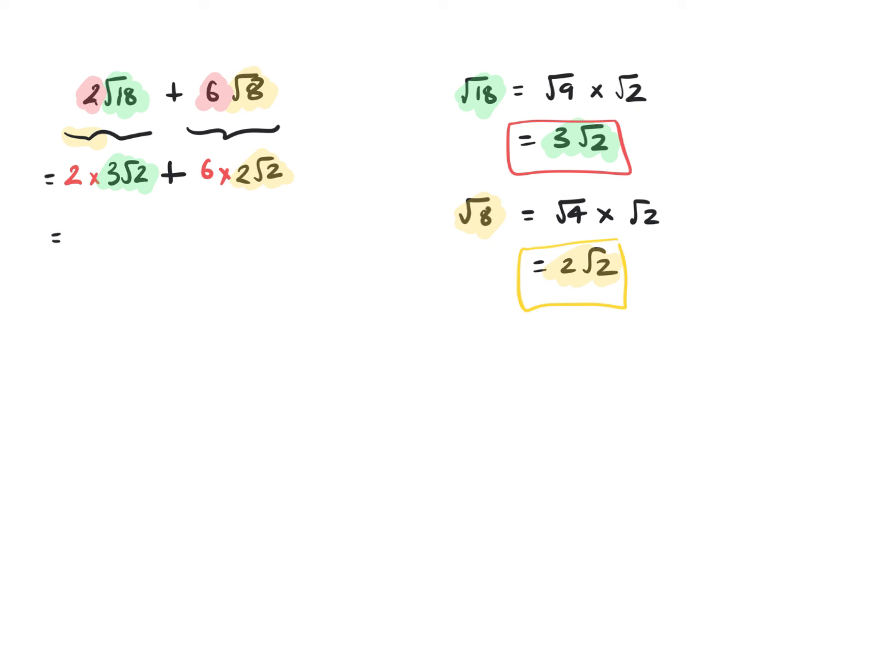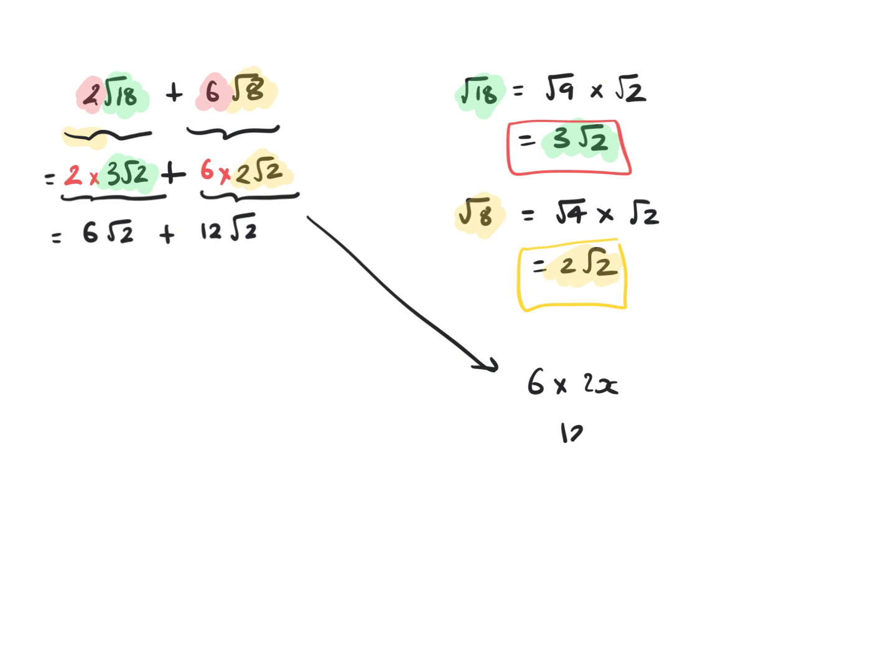Now last lesson we learnt how to multiply surds and whole numbers together, integers together. So 2 times 3 root 2 is 6 root 2. 6 times 2 root 2 is 12 root 2. Remember, that's a bit like doing 6 times 2x, which is 12x. X is like your root 2.